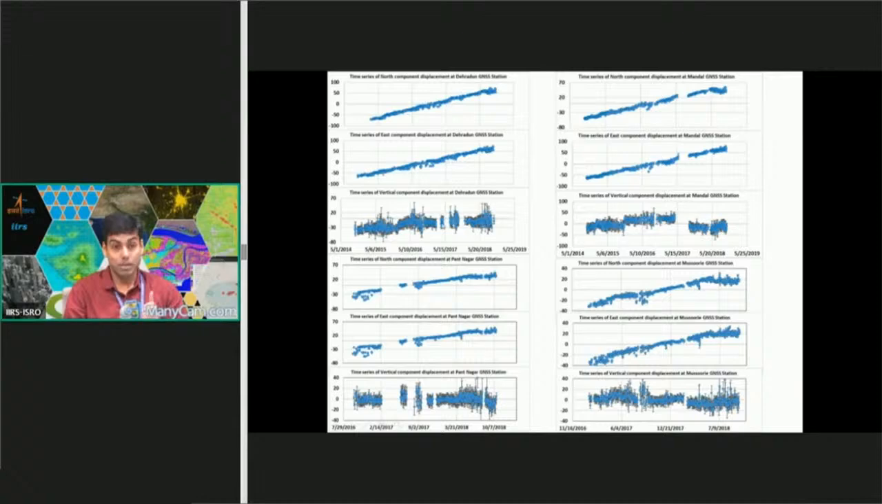This error is per day. If you add up all the days, 5 months or 6 months, the average error will be less than a millimeter. But the per day error is 5 to 10 millimeters, and here also 1 to 2 millimeters. That's why you are not able to see it here, but you can see it in the vertical component in all the stations.